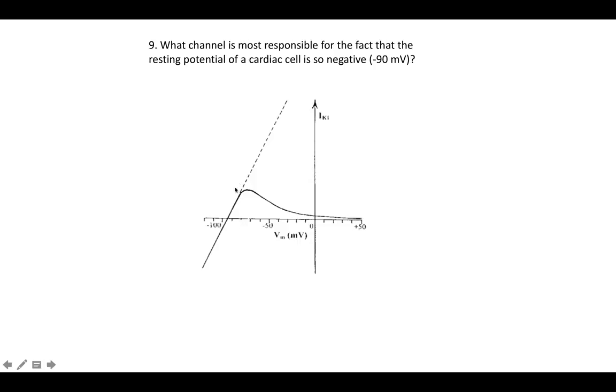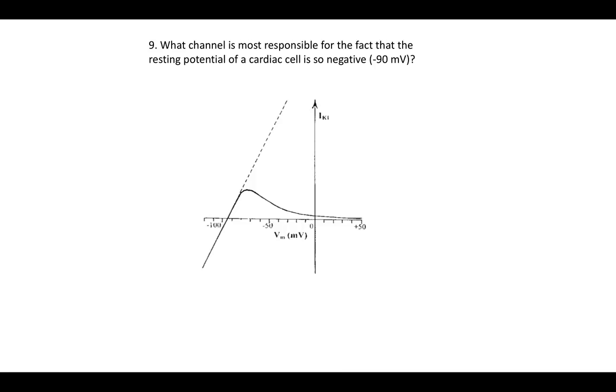So remember, we said the higher the permeability to the ion, the closer the resting membrane potential will be to the equilibrium potential for that ion. In this case, the reason why the potassium permeability is so high, and the reason why your resting potential is so close to EK, which is about -95, is because this channel is so open at rest, whereas the other channels are basically mostly closed at rest.